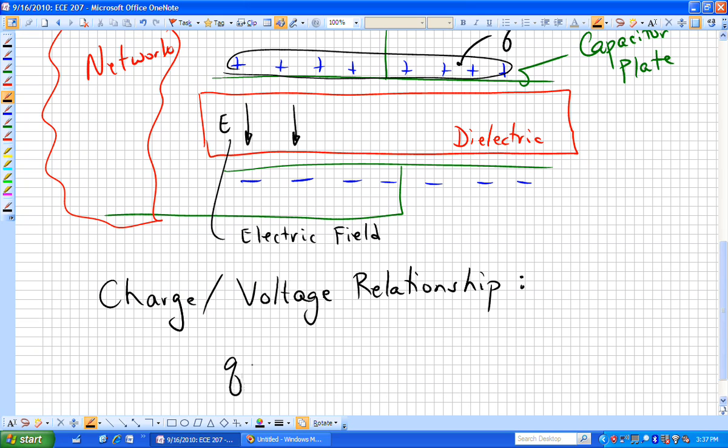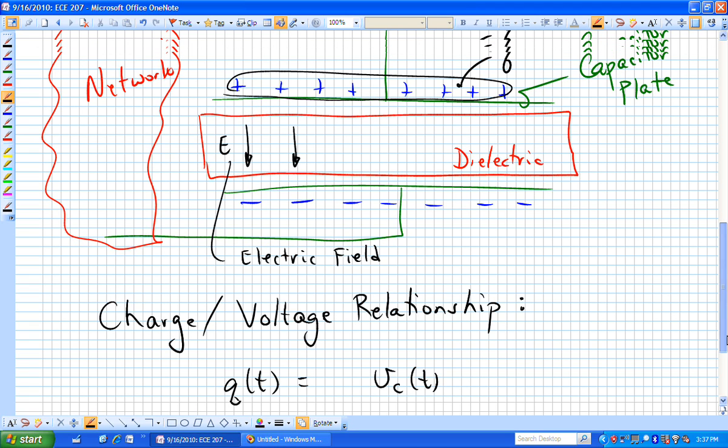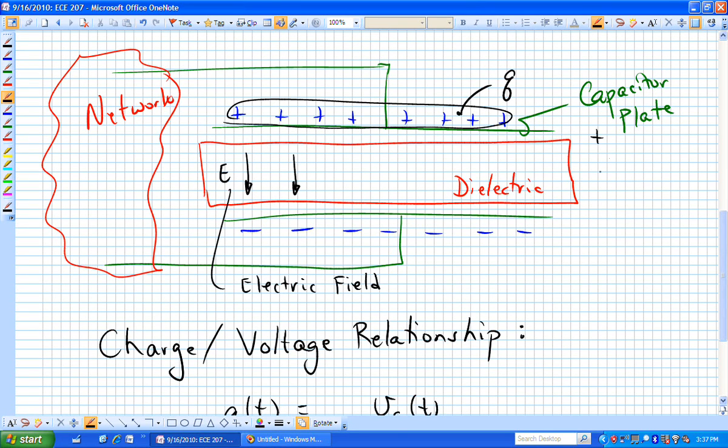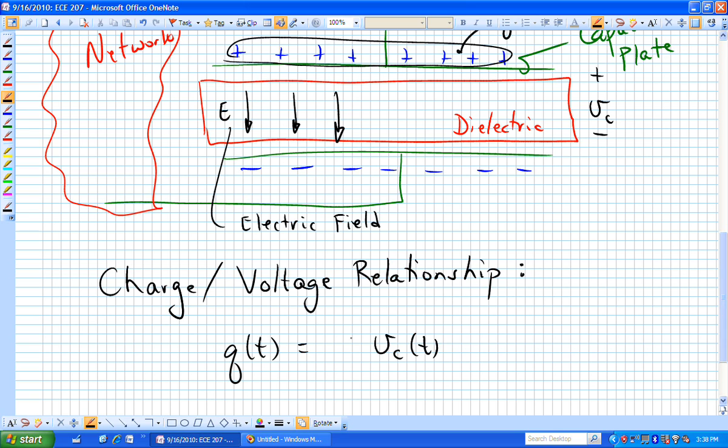And in particular, the charge, Q of t, is proportional to the capacitor voltage, which I guess I should have labeled here. This electric field is volts per distance, volts per meter. There's obviously a distance between those plates, and that distance, when you take it into account together with the electric field, allows us to establish a voltage drop or a voltage difference across those plates. The charge and voltage are proportionally related to each other, and that proportionality constant is C, or capacitance.